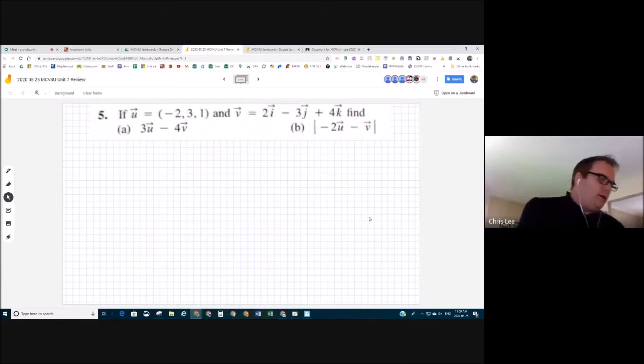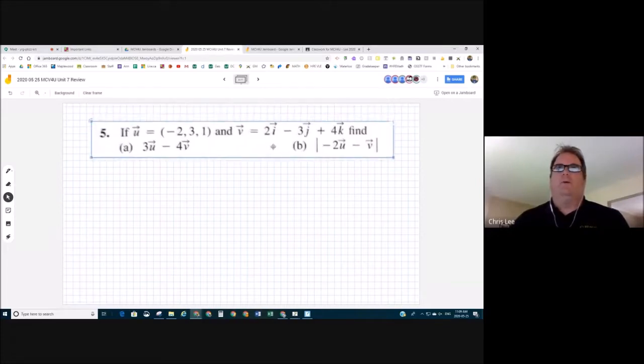So in the first one here, we've got a u vector, but then we've got a v vector that's written a little bit differently. Can anyone tell me what the v vector actually looks like if it was in component form? So you see 2i minus 3j and 4k.